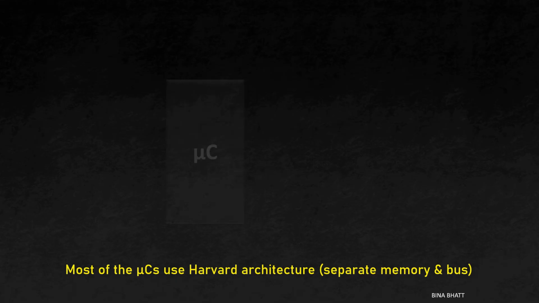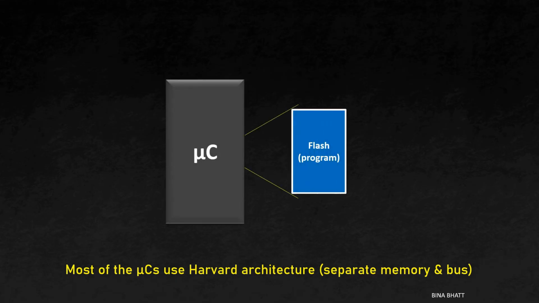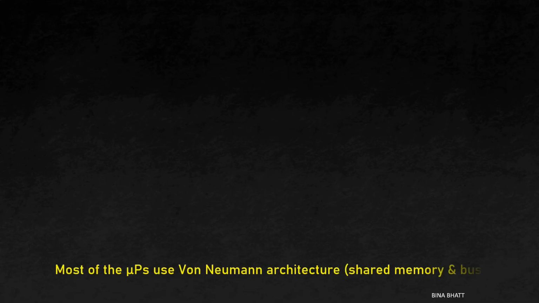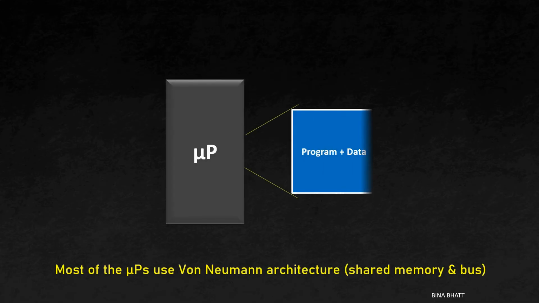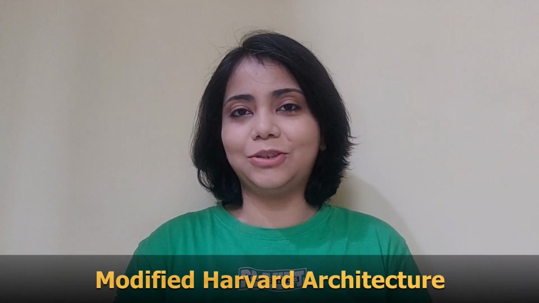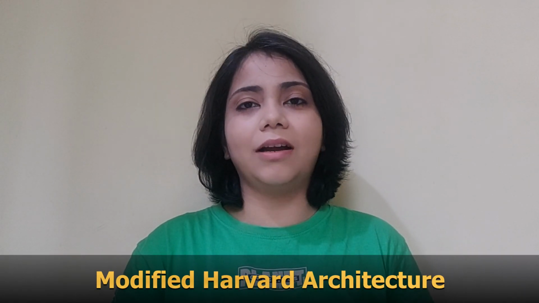Most of the microcontrollers, except a few, use Harvard architecture. They have a flash memory for program or instructions and an SRAM for data. Von Neumann is usually preferred in microprocessors. However, most of the modern-day devices neither use pure von Neumann nor pure Harvard architecture. Now, we are human beings, which means we want the best of both the worlds. That's why most of the modern computers use something known as modified Harvard architecture. We look at the components of this architecture in an upcoming video on this channel.